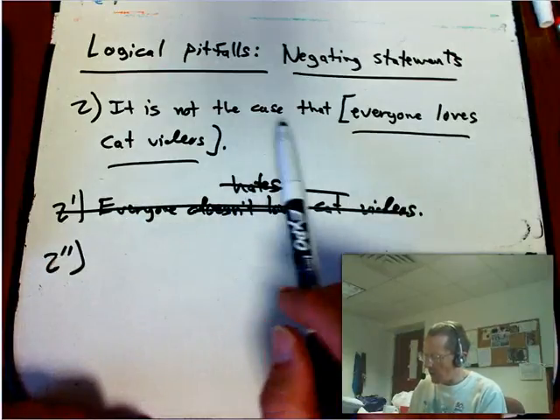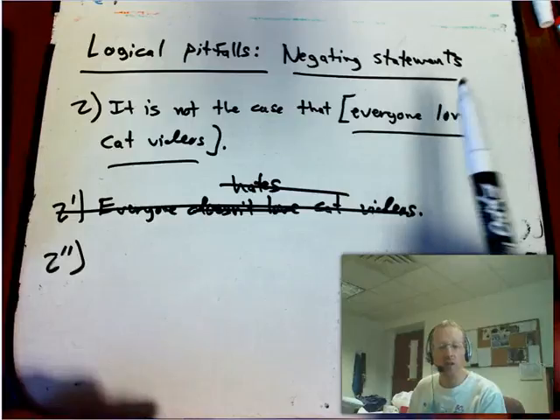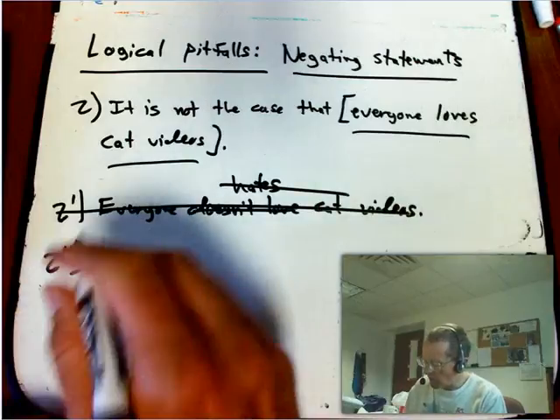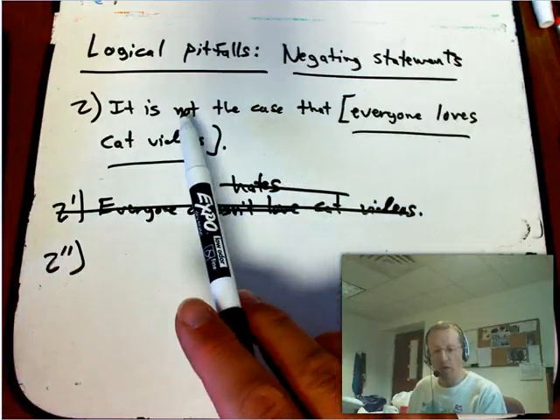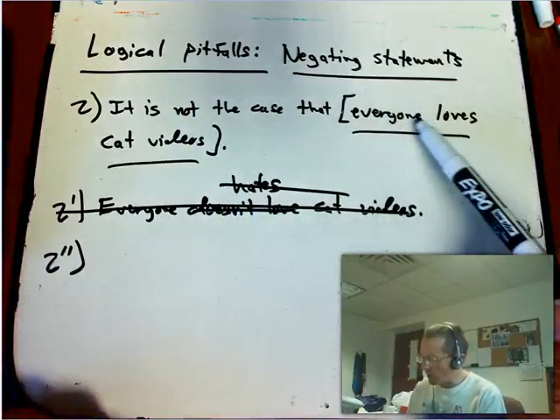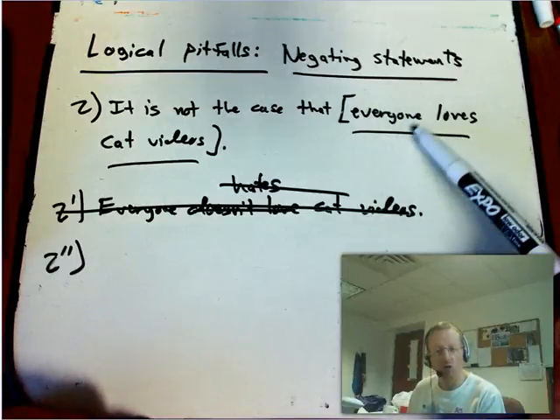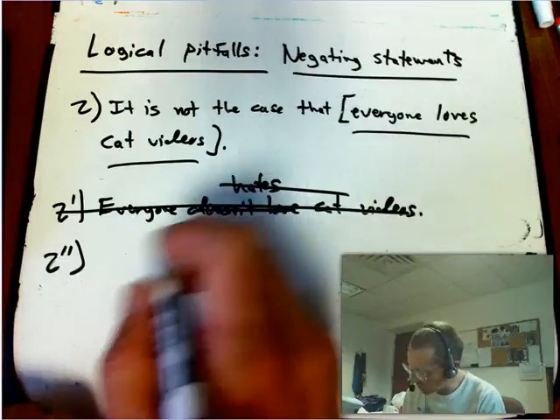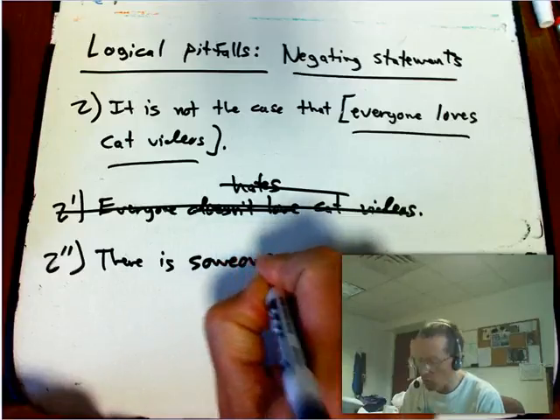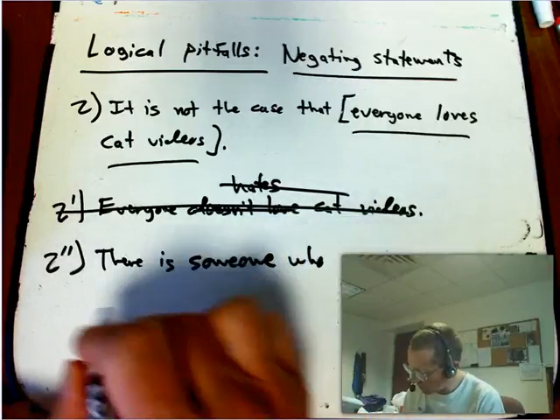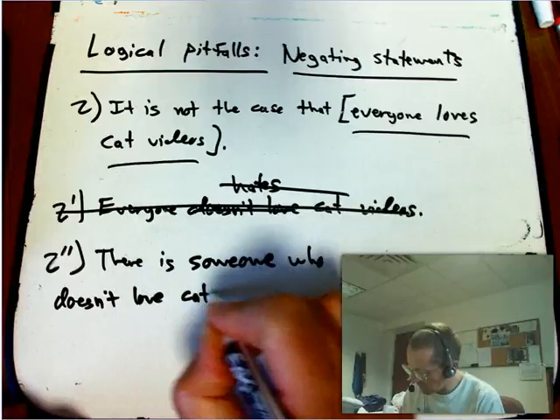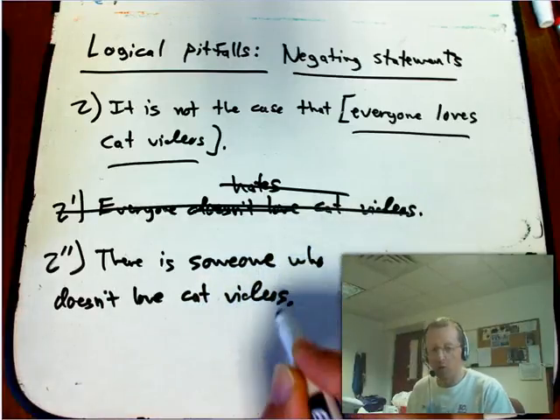Instead, if it's not true that everyone does something, all that has to happen is that there needs to be one counterexample, one example of someone not loving cat videos. It's very similar to what we had before. Moving a not through an or an and switches it to the other one. And moving a not through an every, that's implicitly a for every, we'll write this in more symbolic logic notation in a minute, changes it into a there exists. There is someone, some poor unfortunate soul, who doesn't love cat videos.